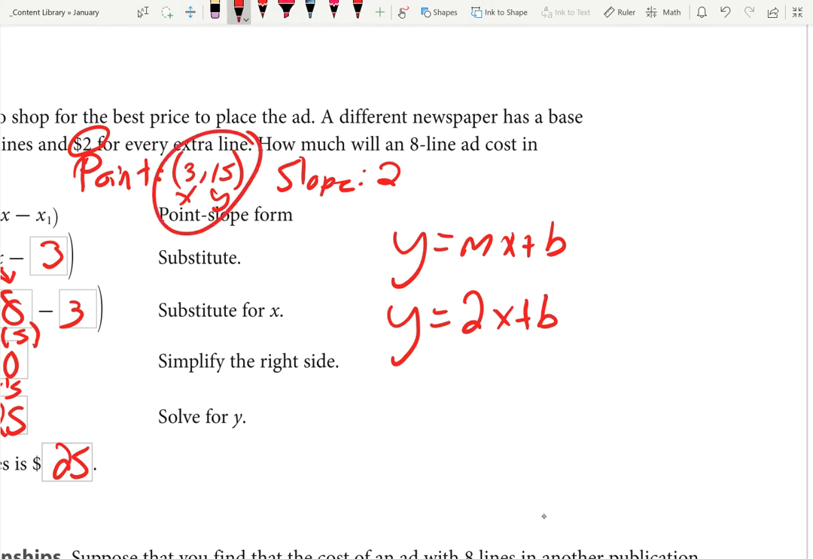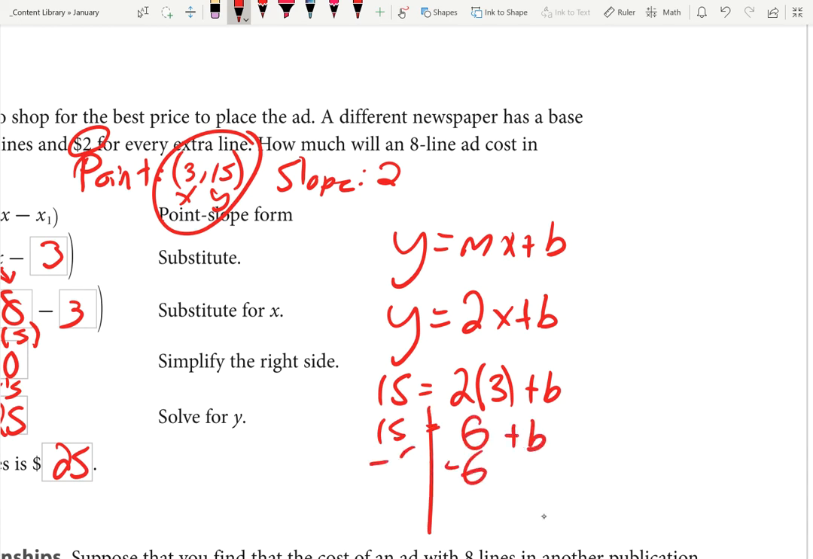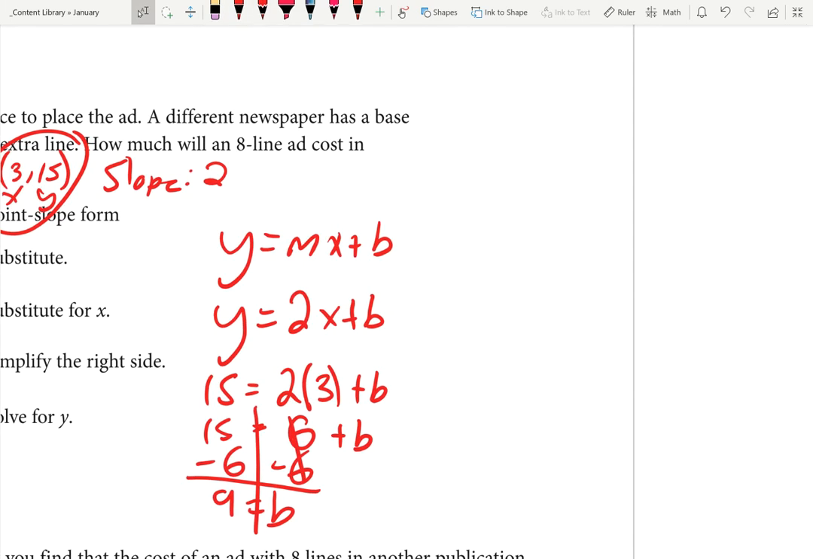So let's use this information. Let's use the 15 as the y. Let's use that 3 as the x, and then I can evaluate and figure out what the y-intercept would be. So just solving this, 2 times 3 makes 6. All right, then I'll subtract 6 on both sides, and I find that 9 is equal to b, meaning that 9 is the y-intercept. So the correct equation would be y equals 2x plus 9.